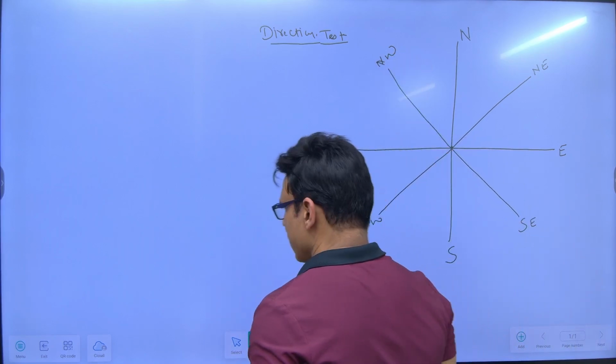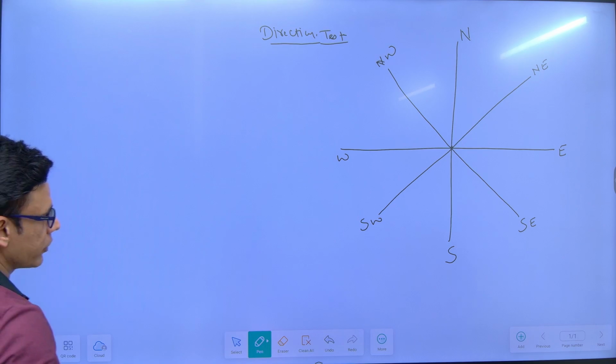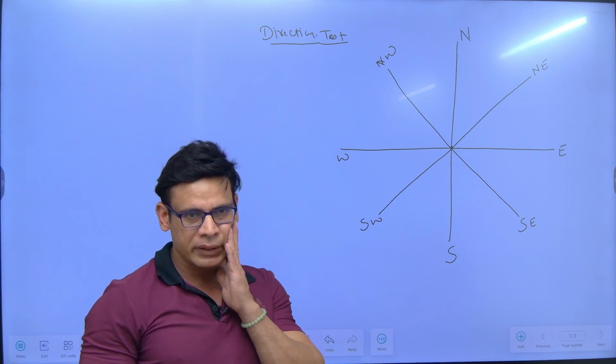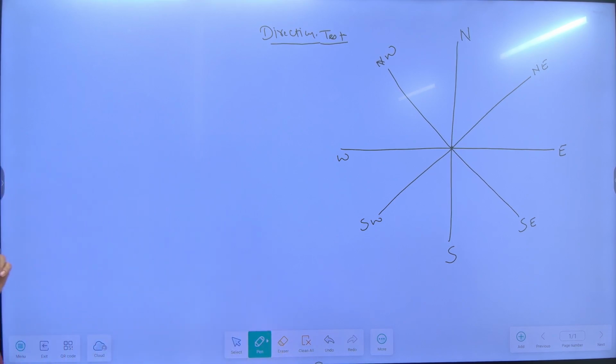Right. So these are 4 plus 4 directions. Total 8 directions. You should know them. All your questions are related to this only. You might need to use the Pythagoras theorem in some questions.